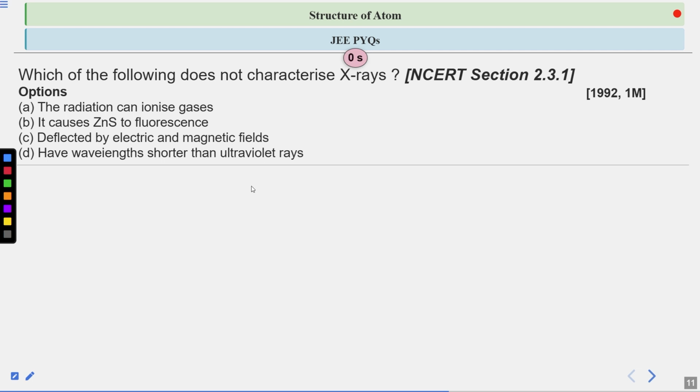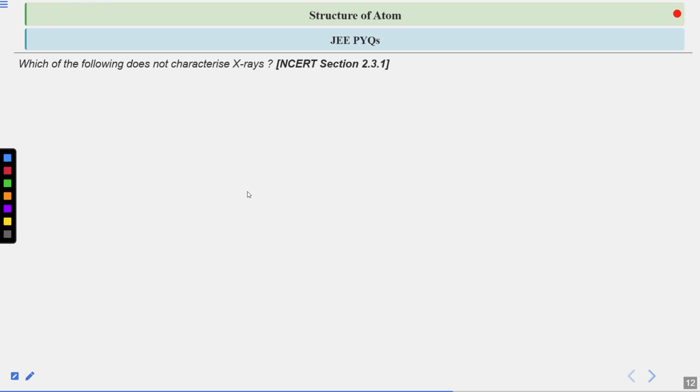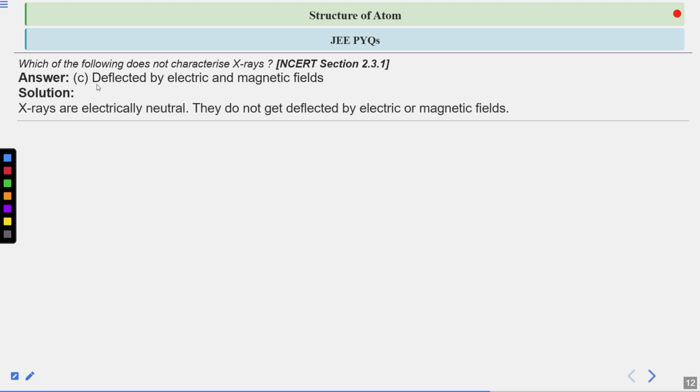So let us move to the solution part. If you remember, X-ray is a part of the electromagnetic spectrum. So it will not be deflected by the electric and magnetic field. Now, what is the reason behind it? For that, you must understand the nature of the electromagnetic radiation. Our electromagnetic radiation is neutral in nature. And due to this neutral nature, it is not getting deflected by the electric and magnetic field. Therefore, it will be option number C.